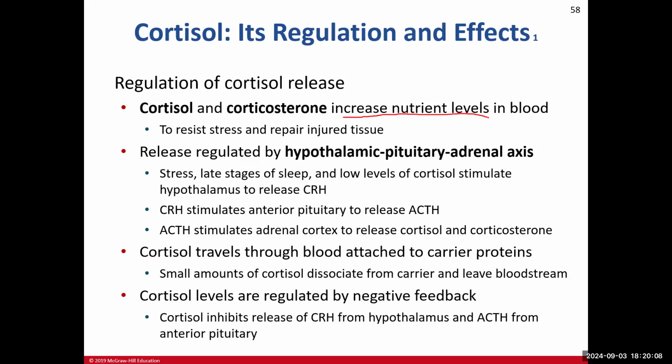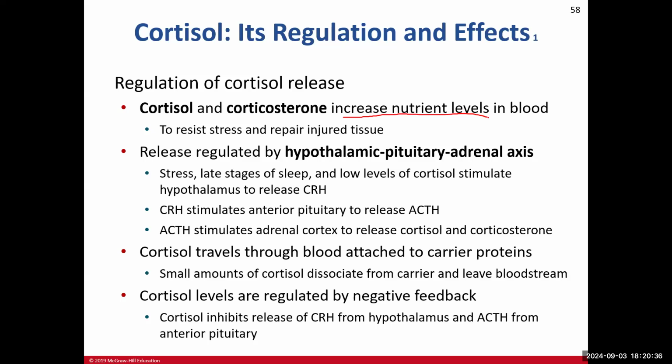In thyroxine, we saw it with growth hormone. When you increase nutrient levels in the blood, we can probably already figure out what it's going to do. It's going to start releasing glucose from certain tissues, that's going to be the liver. So we're going to start breaking down the glycogen. So glycogenolysis, gluconeogenesis. Certain things are going to start to be stimulated to increase those nutrient levels.